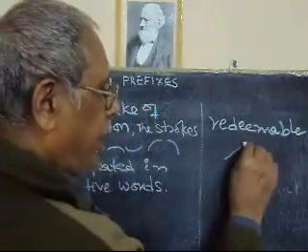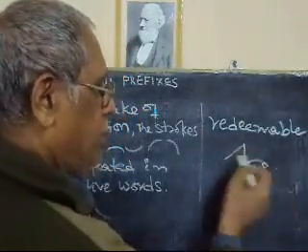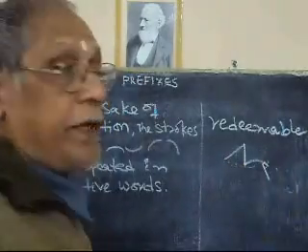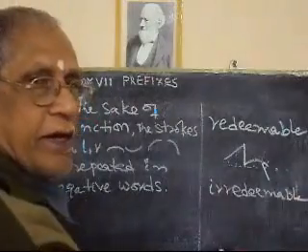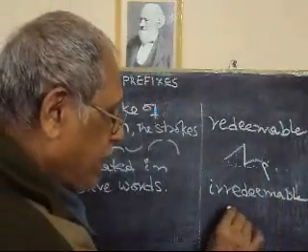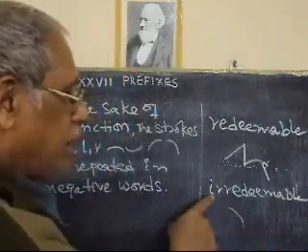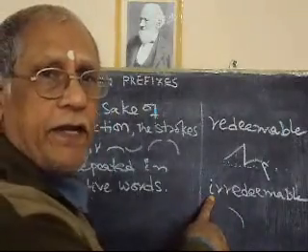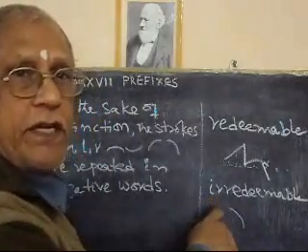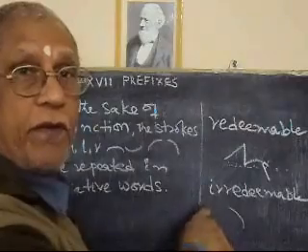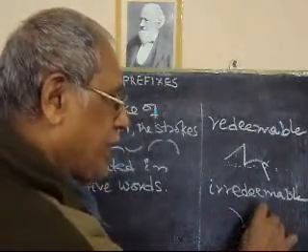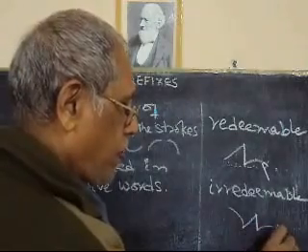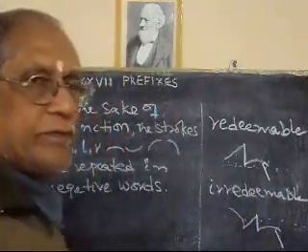Redeemable. Simple. Redeemable. Irredeemable. You see, instead of repeating R two times, it is better because a vowel precedes. If a vowel precedes, the initial R is written downward. Therefore, you write downward L. Again, redeemable. Irredeemable.